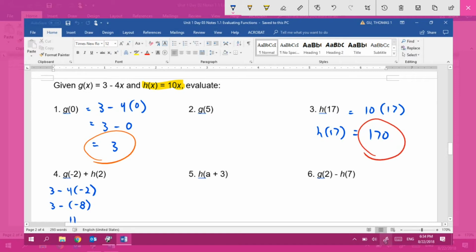All right, so that's the g. Now let's do the h function. They want h of 2. So h of 2, that's h is 10 times 2.